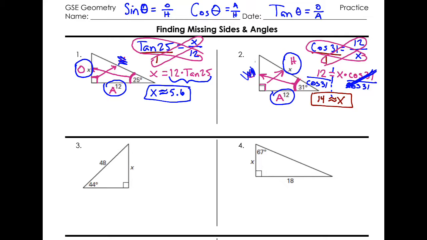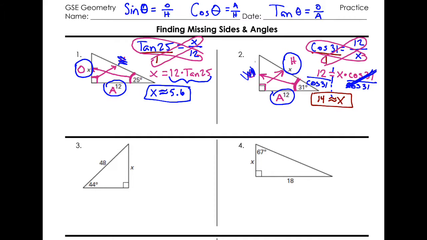All right, so hopefully you tried 3 and 4. What I'll do is if you hit pause, try those two, and then I'll put up what I call the naked answers, basically the answers without the work, so you can see if you did it correctly. And then I'll move on to the other type, which is finding an angle. So hit pause, try 3 and 4.